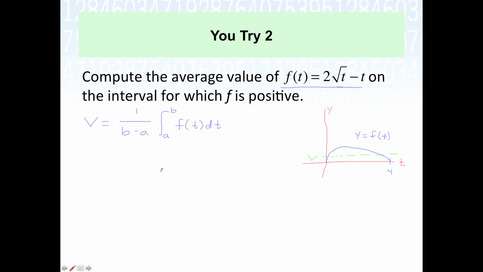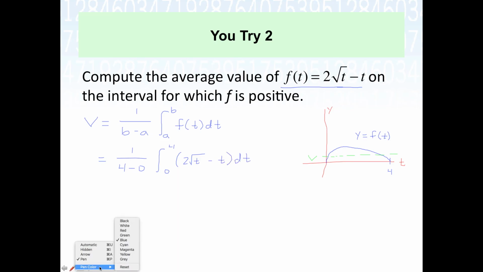But the encouraging things are that we figured out f of t, which was given to us, and then now finally that other piece, the interval length that we're looking over. So b is 4 and a is 0. So we're looking from 0 to 4, and the thing we're trying to integrate is 2 root t minus t.